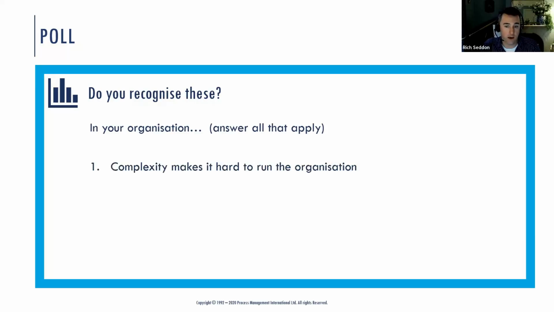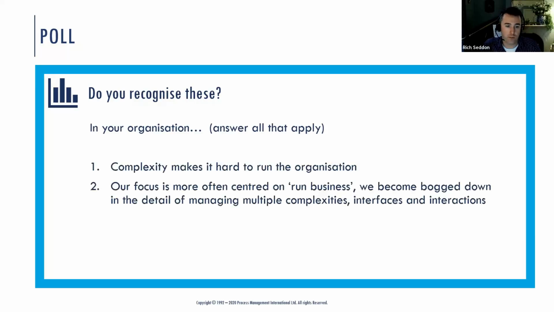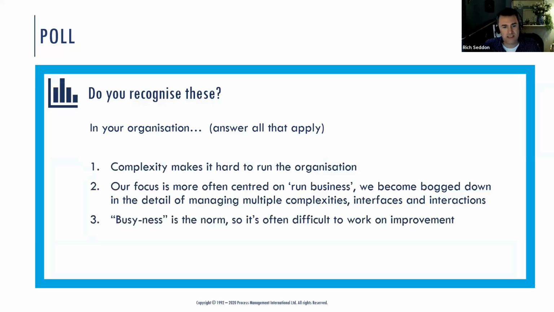Complexity makes it hard to run the organization. Our focus is more often centered on run the business, and we become bogged down in the detail of managing multiple complexities, interfaces, and interactions. Busyness is the norm, so it's often difficult to focus on improvement. And finally, our customers experience inconsistency. So that's on screen now. Have a think about those options and respond to as many as you think apply. Not one greater than the other, it's all that apply.